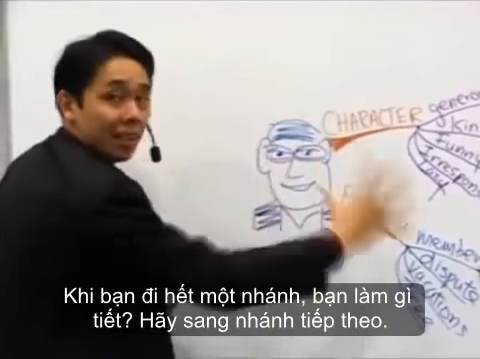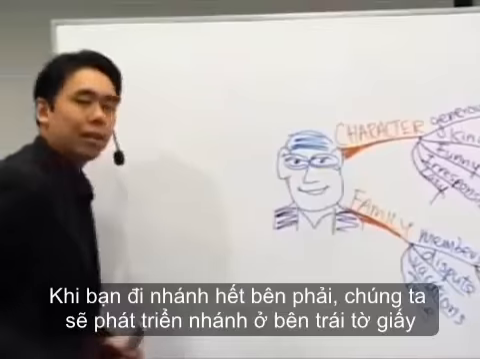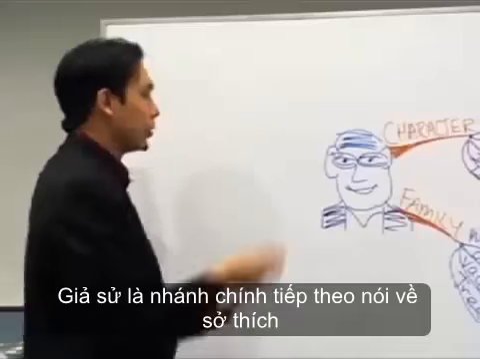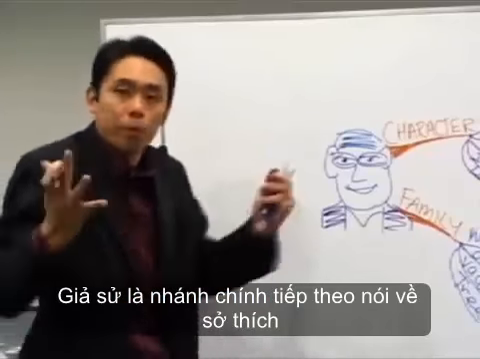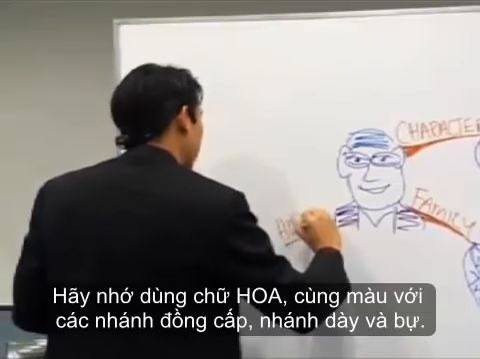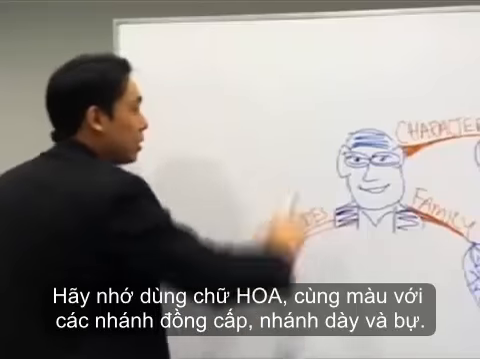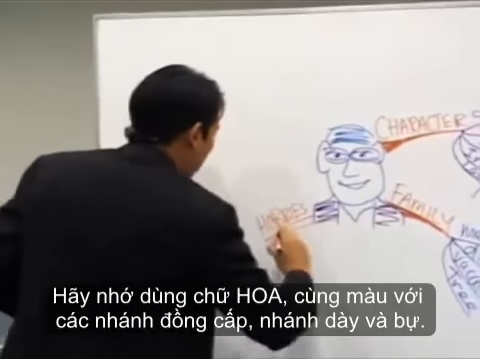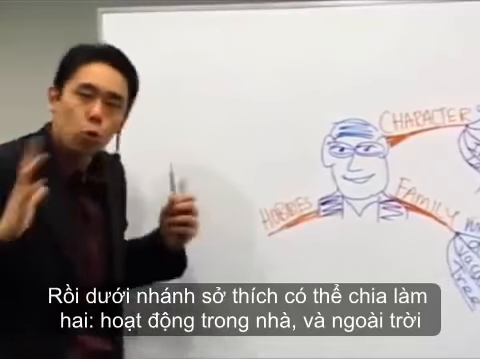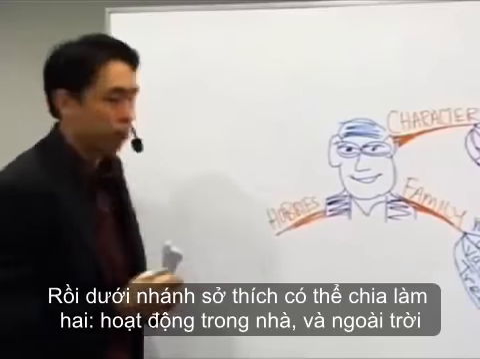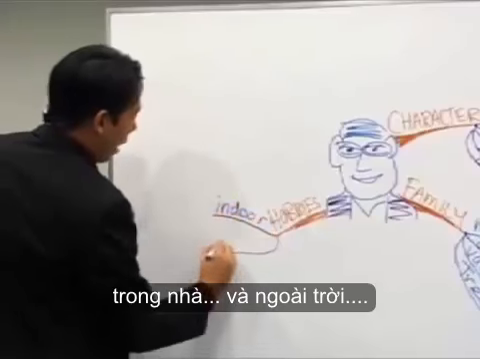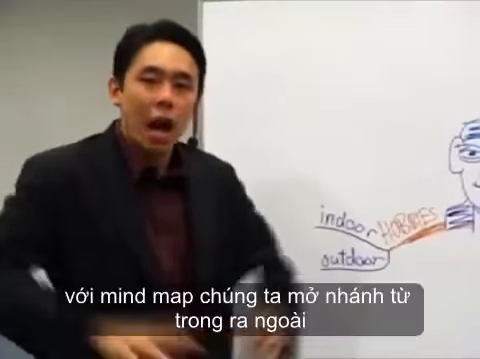Again, once you complete this entire section, what do you do? You go on to the next subheading. Now, there comes a point of time when the subheadings will start to appear on the left-hand side of the page. So, for example, let's say the next subheading is, well, hobbies, alright? So, hobbies, H-O-B-B-I-E-S. Again, capital letters, same color as the rest of the subheadings on a thick branch. Now, let's say under all his hobbies, we can divide into two main categories. Let's say indoor hobbies and outdoor hobbies, right? So, indoor and outdoor.